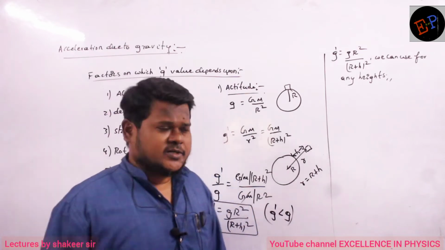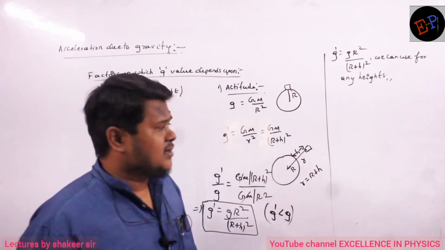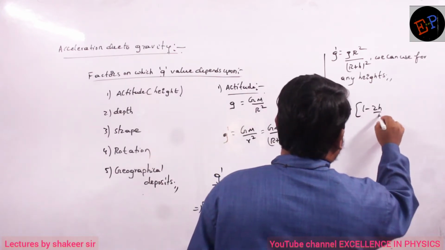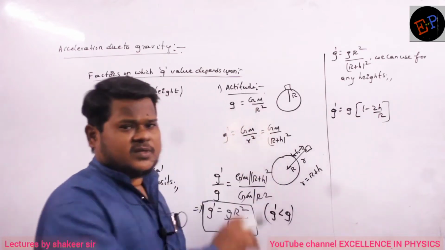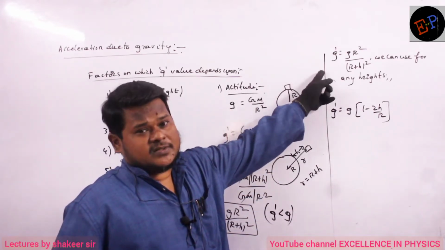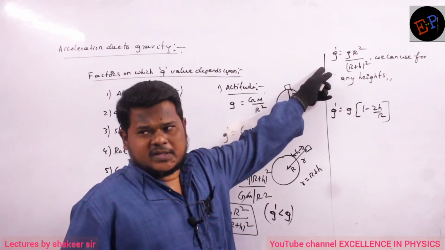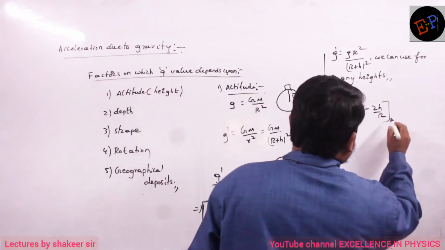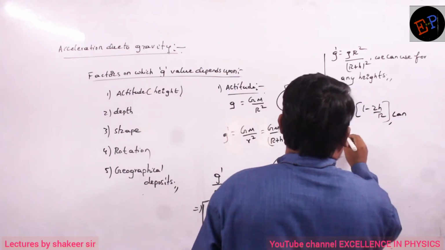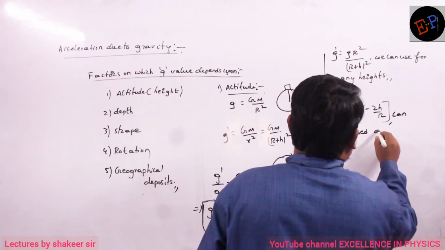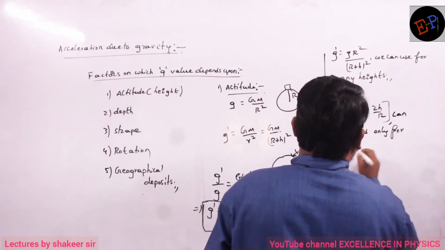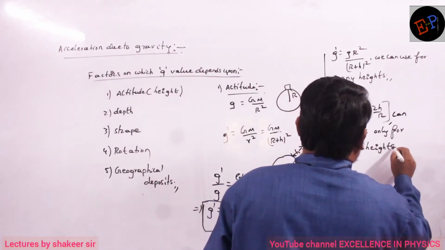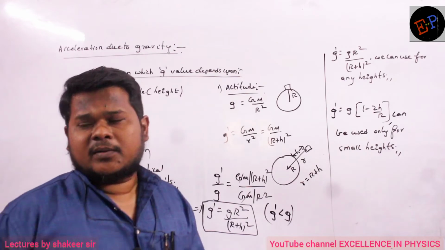But there is one more relation whose derivation I am not writing. I am directly writing the equation. g dash is equal to g into (1 minus 2H divided by R). This relation is obtained from the previous relation. But this is an approximate value, and it can be used only for small heights, when heights are very small when compared to the radius of Earth.